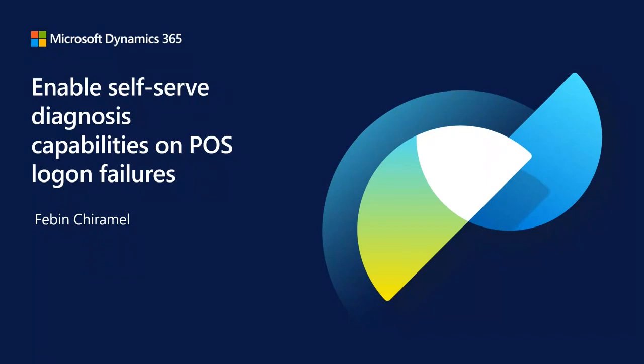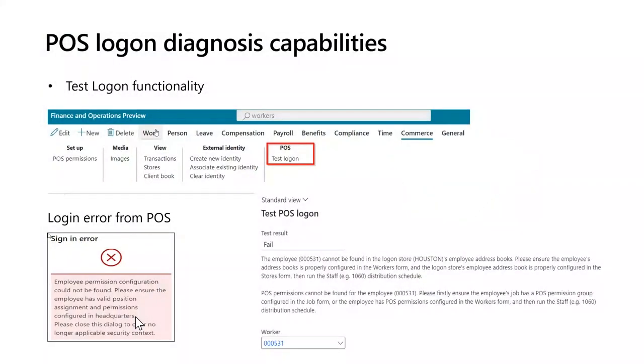Our analysis on post-logon related incidents shows that a big percentage of these issues were caused by incorrect HQ configuration or missing data on the channel side. For example, the logon account is not configured with the store address book, or the employee information is not synchronized with the channel database. So this new feature tries to solve the problem in this area. Let's see the improvements.